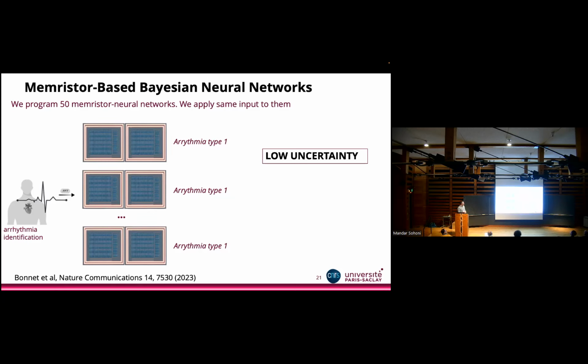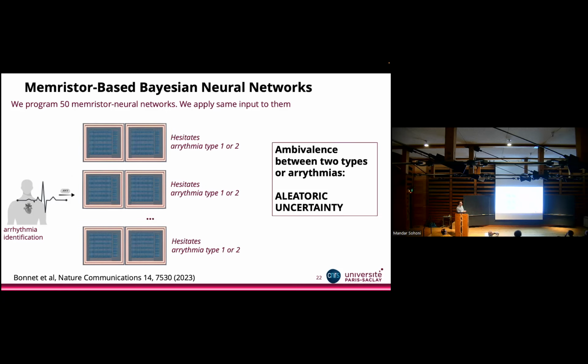So when we present an input, now we have different possibilities. Sometimes you present a heartbeat, and all neural networks give the same answer. It's a clear prediction, and the certainty is quite high. Sometimes all neural networks hesitate between the same types of arrhythmia. You know in that case that the input is probably something unclear, in between these two types of arrhythmia. It kind of looks like both. That's what we call aleatoric uncertainty.